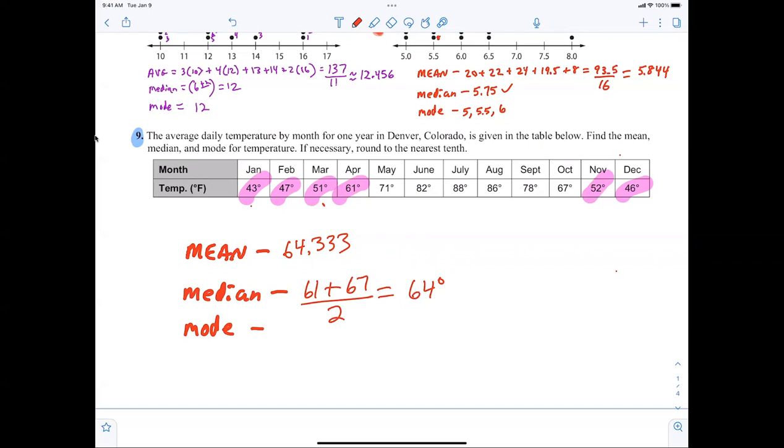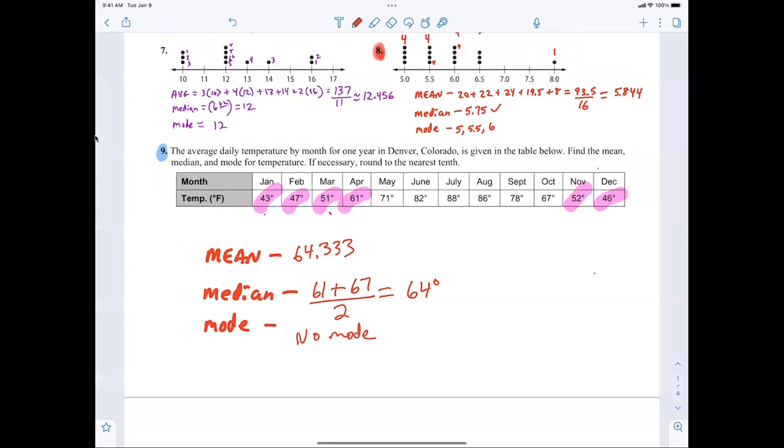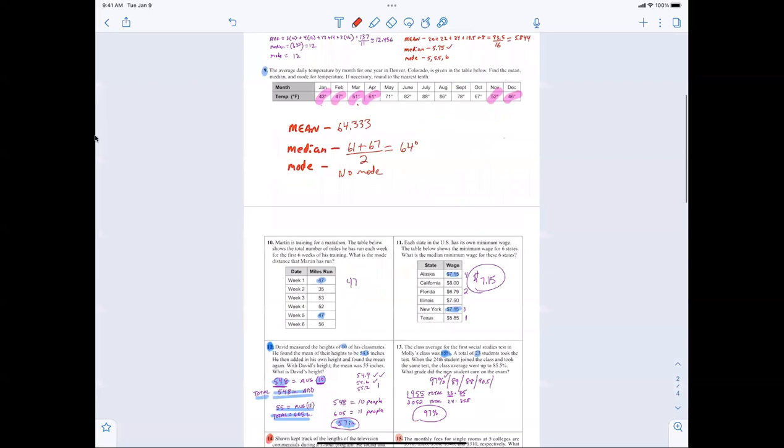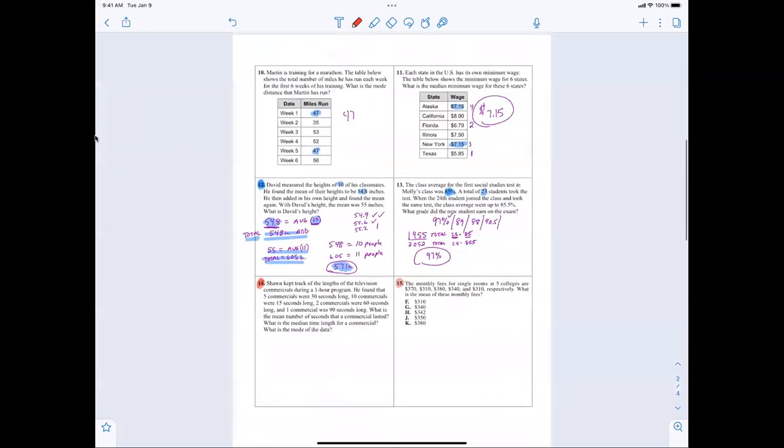Mode. They're all different? Just use the other one. No mode. All right, here we go.